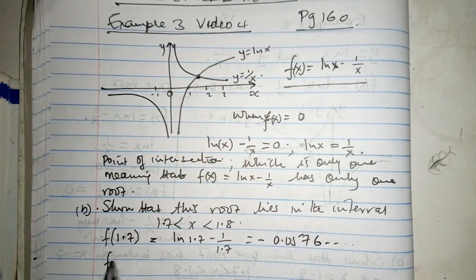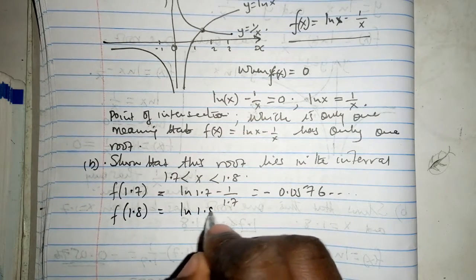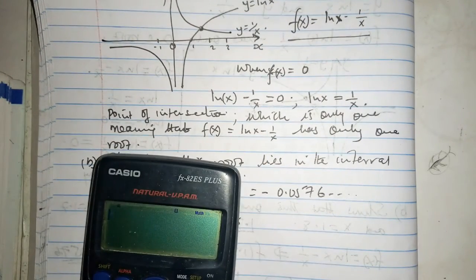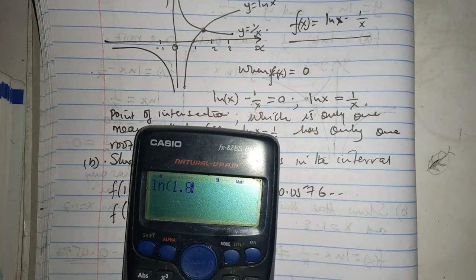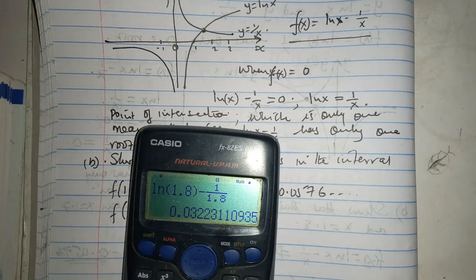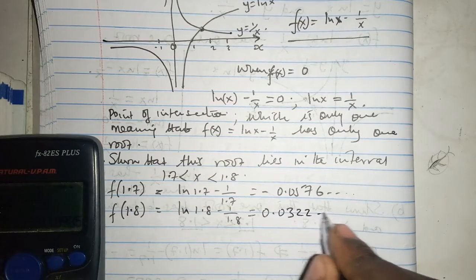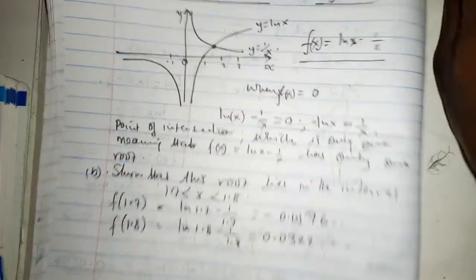And what about f(1.8)? f(1.8) is equal to ln 1.8 minus 1 over 1.8, which is again going to give us 0.0322. Of course, continuing. Now it shows the change of sign, which is very clear.